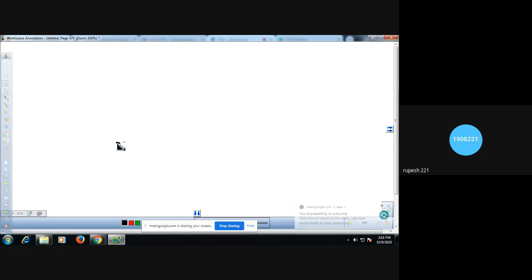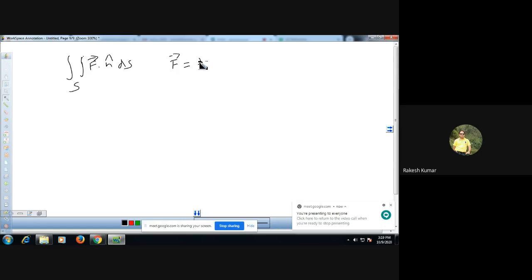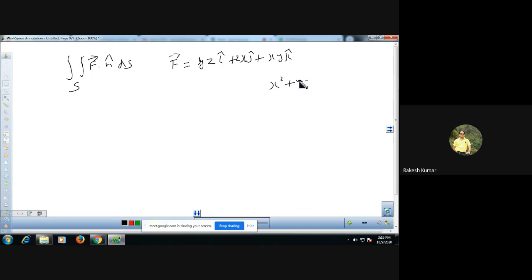Okay, we have to evaluate the surface integral of f dot n cap dS over the surface S. The vector f is given to us, that is yz i cap plus zx j cap plus xy k cap, and S is the part of the sphere x square plus y square plus z square equal to 1, which lies in the first octant. We have to take the part of this sphere which lies in the first octant.